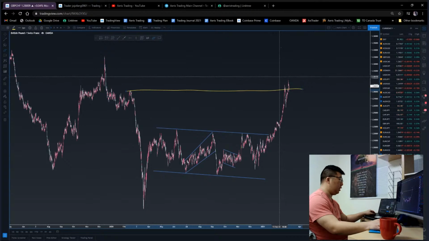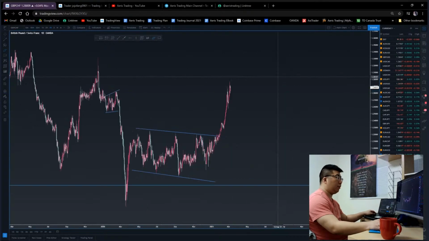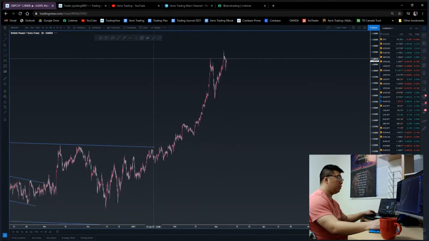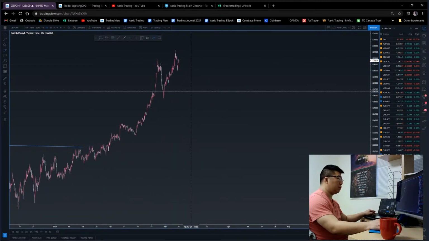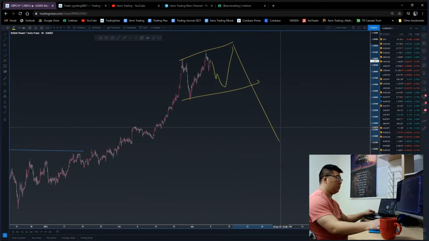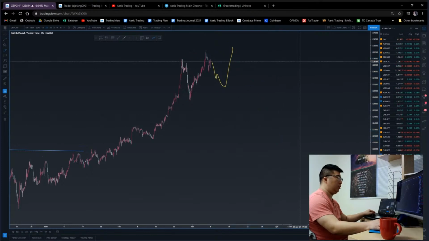I don't really see that yet. Lower time frame wise is not really showing me much. I'm not really seeing any structure here. I would prefer, like I mentioned, a bigger structure like this, and then push the price lower. I think that would be the best ideal to look for.